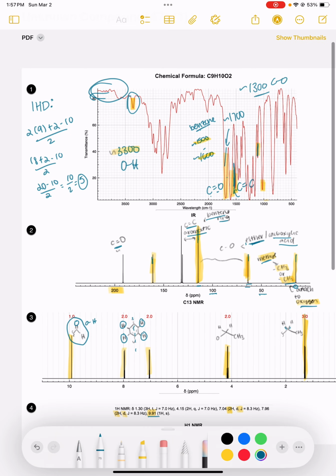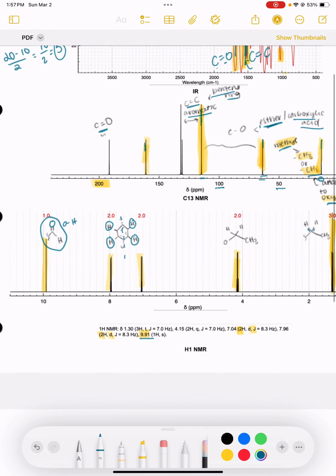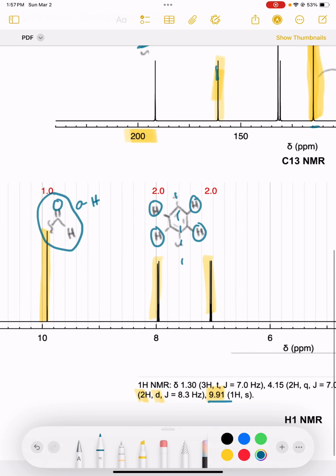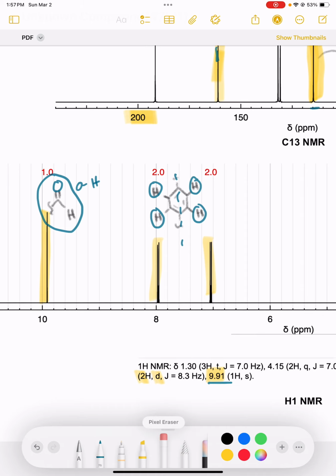There's a broad peak, and it's broad like the typical peak that OH usually has. And this supports, this explains why there is a hydroxyl group attached to a benzene ring.